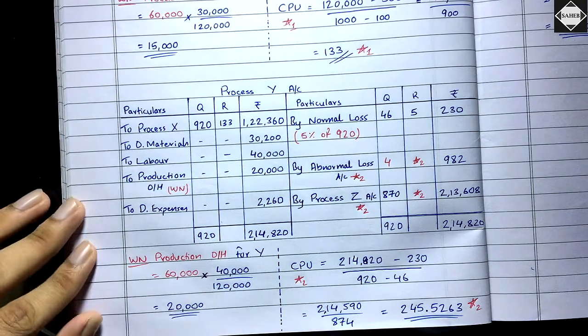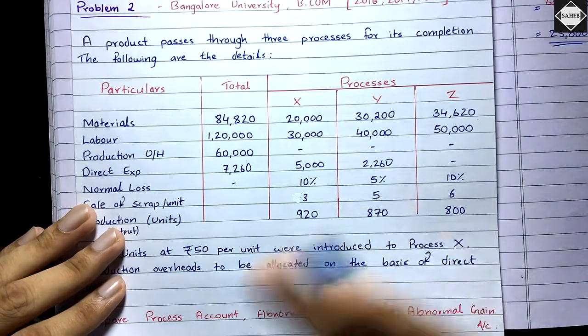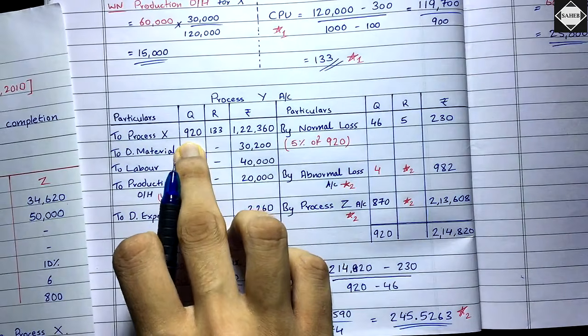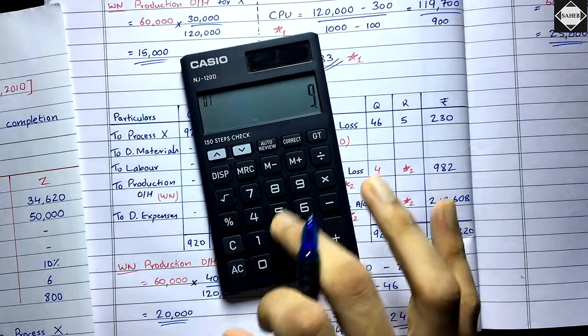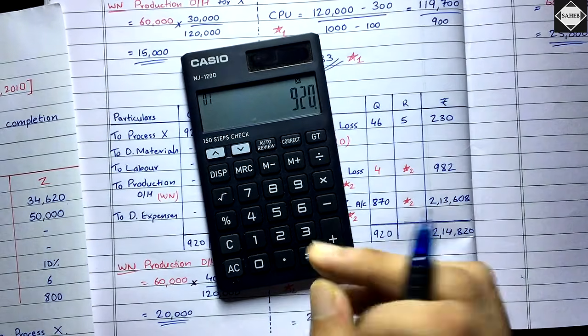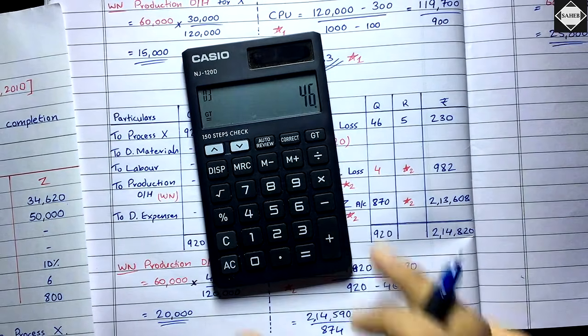Now we have to see the normal loss. The normal loss here is 5% in process Y. So 5% on what? 5% on the input. What was the input over here? The quantity 920. So 5% of 920 you have to do. Let's do that. 920 is the input. On that 5% normal loss, 0.05, that's equal to 46.